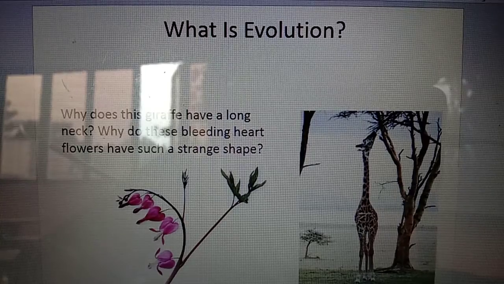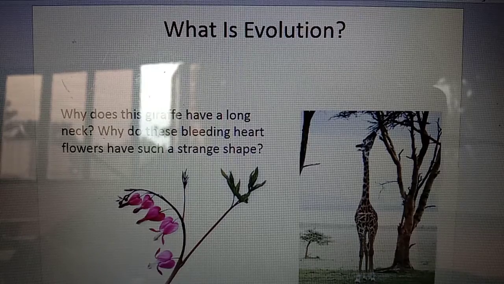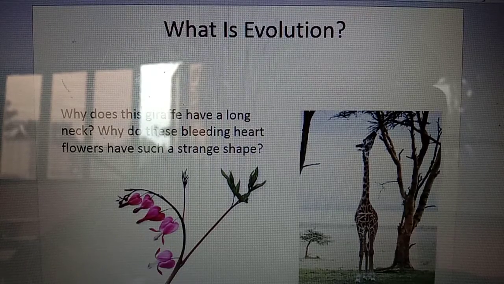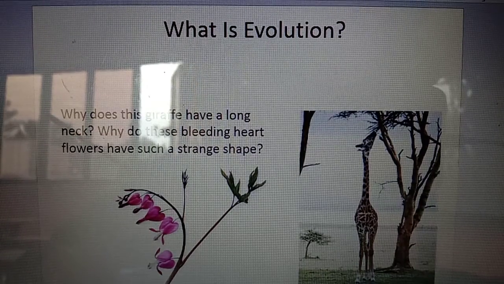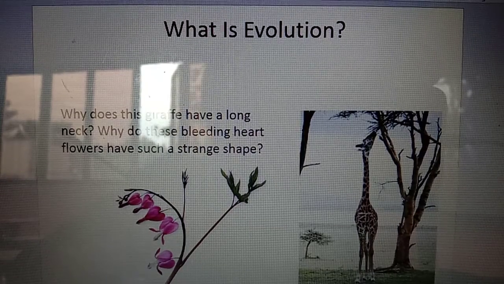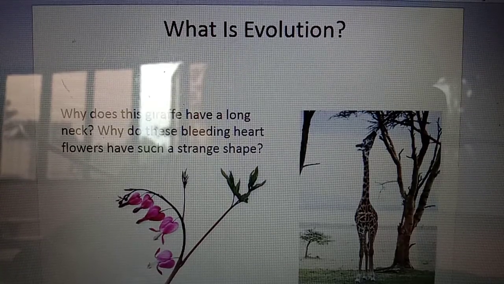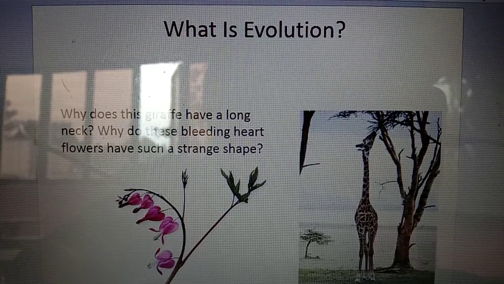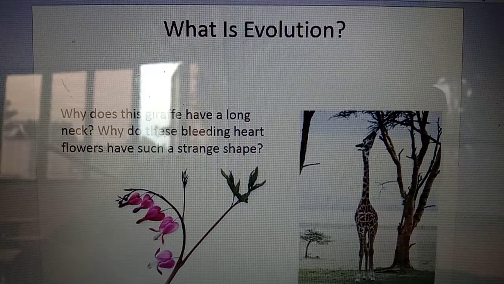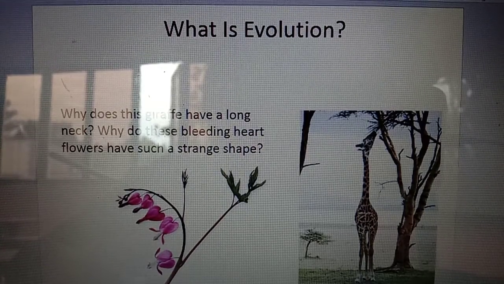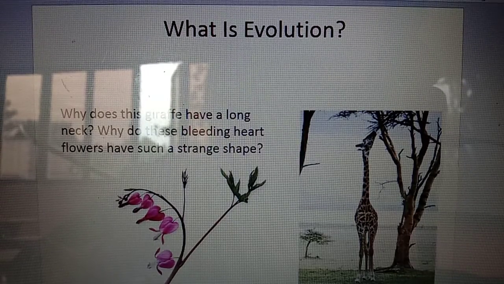Okay, what is evolution? Why does this giraffe have a long neck? Why do these bleeding heart flowers have such a strange shape? Evolution explains the features of all organisms from microbes to humans. Evolution also is descent with modification, meaning changes in heritable traits from generation to generation.